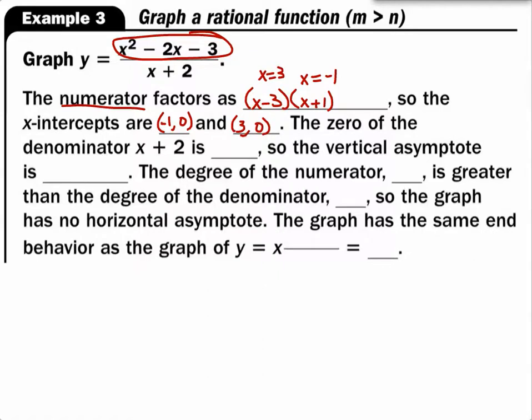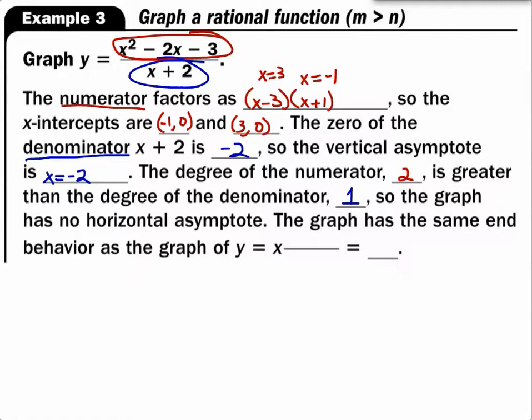Now, the denominator. The zero of the denominator, x plus 2, is negative 2. So the vertical asymptote is x equals negative 2. Vertical asymptote comes from the denominator. The degree of the numerator is quadratic, so it has degree 2, which is more than the degree of the denominator. The denominator is linear, so its degree is 1. So the graph has no horizontal asymptote.